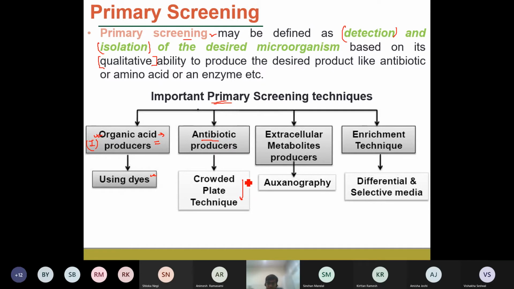We will look into what this crowded plate technique is later. Then there is another classification, microbes which produce extracellular metabolites, meaning the metabolites are released or produced outside the cells. These are screened using a technique called auxanography. Then there is the enrichment technique, which is especially used when your targeted microorganisms are in very small quantities. We design the growth media in such a way that it can differentially and selectively isolate those microorganisms.